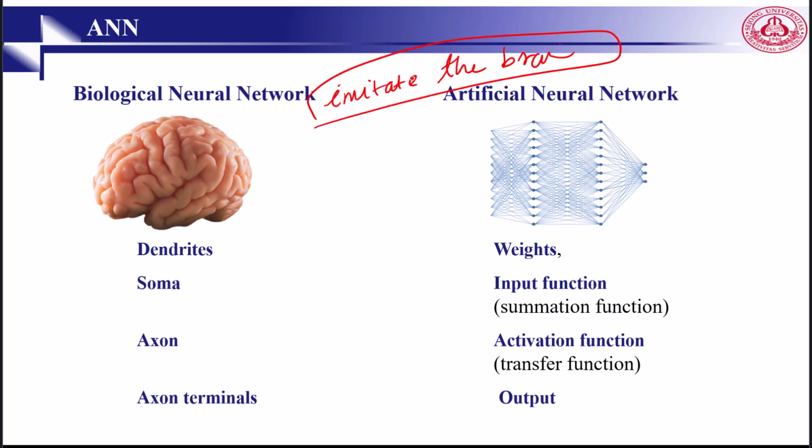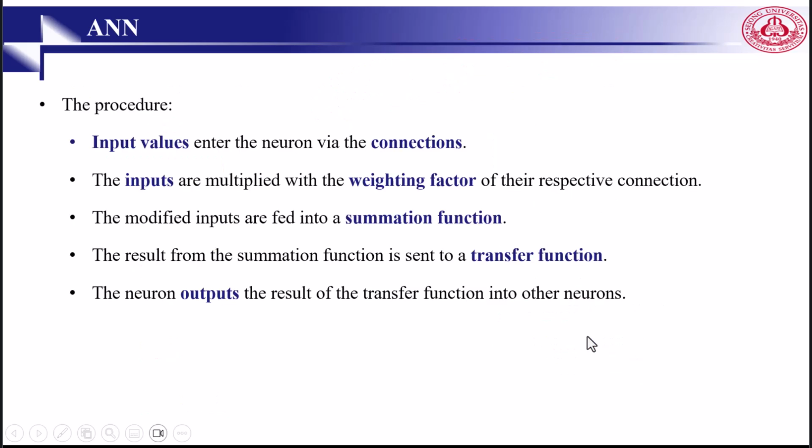We have a corresponding element in artificial neural network as it is in the brain. So let's map biology to code. Dendrites, weights. Soma, input function, or you can say summation function. Axon, activation function or transfer function. Axon terminals, output. So we are not going to copy the brain. We are inspired by the brain.